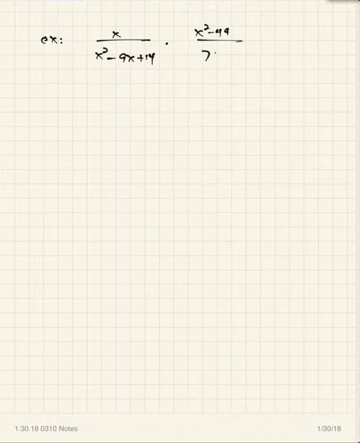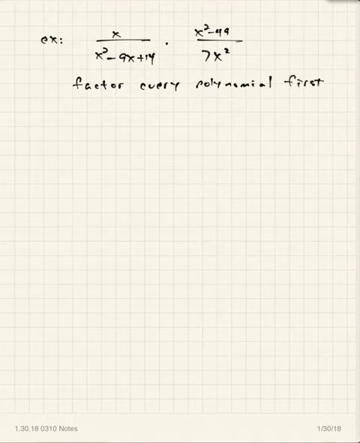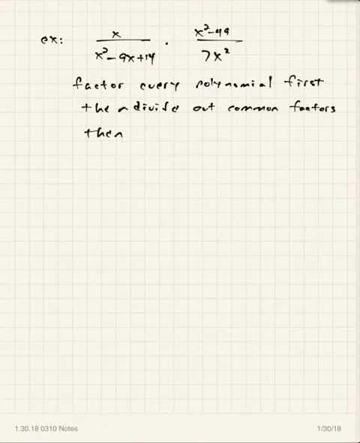All right, so let's look at this example. Let's say we have x over x squared minus 9x plus 14 multiplied by x squared minus 49 over 7x squared, like that. See, this is what I was just talking about here. Multiplying across, you could certainly do in a problem like this, but it makes it harder to simplify it at the end. So instead, what I try to do is I factor every polynomial first, then divide out common factors, then multiply together.